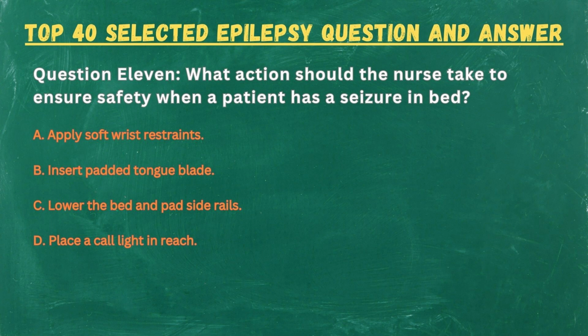Question 11. What action should the nurse take to ensure safety when a patient has a seizure in bed? A. Apply soft wrist restraints. B. Insert padded tongue blade. C. Lower the bed and pad side rails. D. Place a call light in reach. Answer. C. Lower the bed and pad side rails.